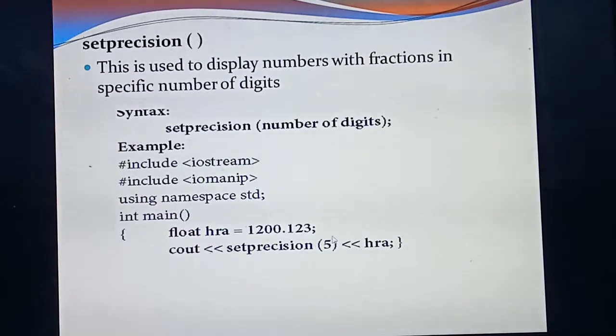The answer, how many digits are there? Total 1, 2, 3, 4, 5, 6, 7. But you are giving setprecision of 5, so in the output, how many digits will display? Only 5 digits. So what's the output? 1200.1. It will display that because of 5 digits. Count it: 1, 2, 3, 4, 5. So 5 digits means 1200.1. Understood the meaning of setprecision?